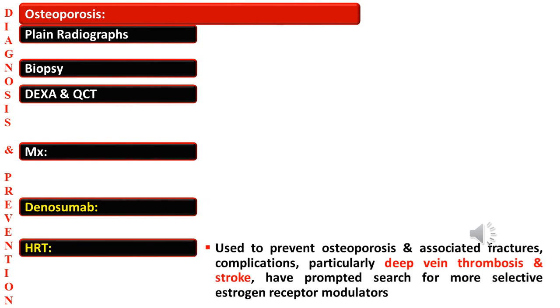Then hormone replacement therapy, especially in the postmenopausal variety of osteoporosis, that is type 1 osteoporosis. It was also advocated previously, but it has associated complications, that are DVT and stroke, so it is not usually advocated.